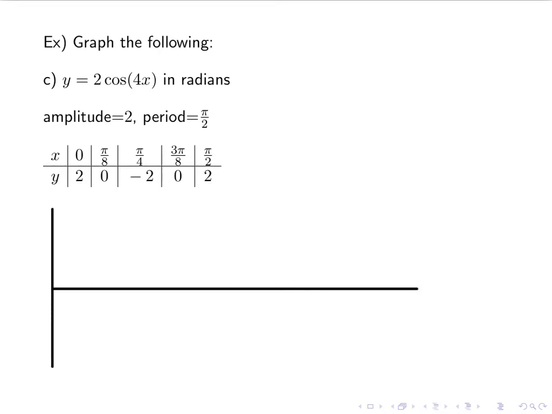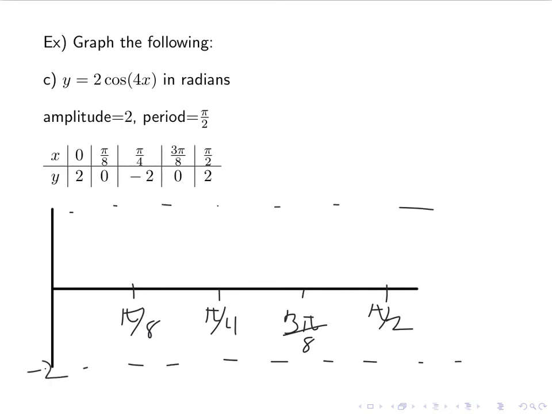So I'll use my table and I'll plot those points. So pi over 8, pi over 4, 3 pi over 8, pi over 2. My minimum is at -2. My maximum is at 2. And then again at 0, I'm at my maximum, then 0, then my minimum, then 0, then my maximum. I have a very nice, again, in this case, positive cosine function.